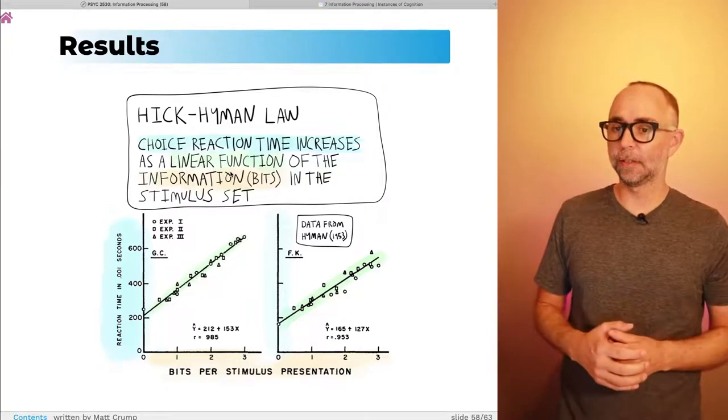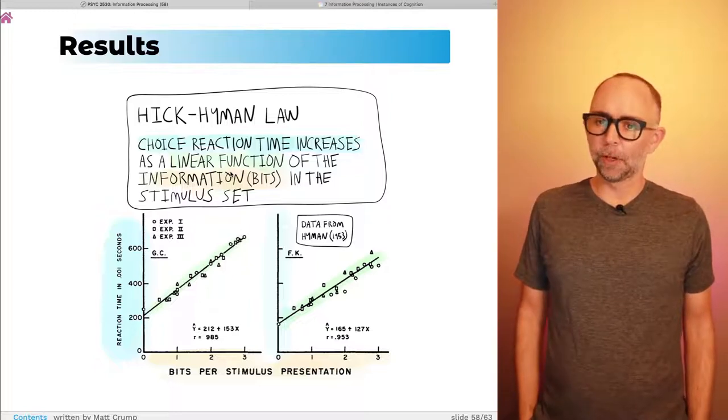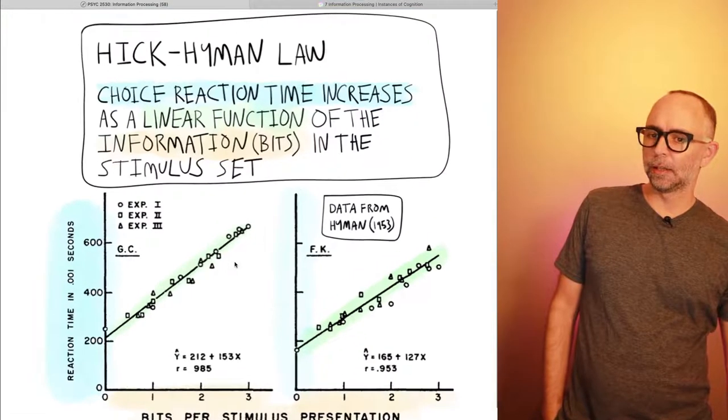Let's take a look at the data. Here is an example of the data from Hyman's 1953 experiment. And let's zoom in.